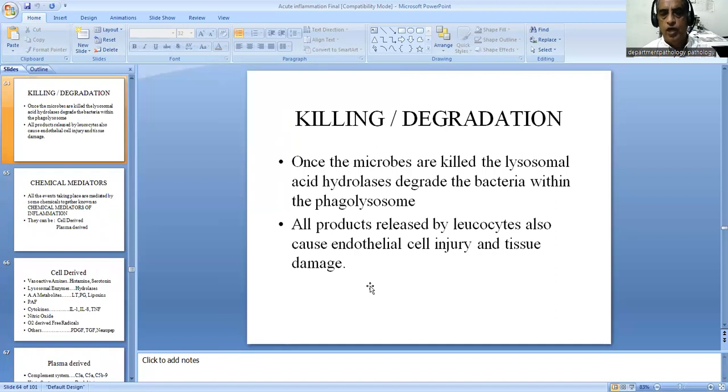Once the microbes are killed, whether by the oxygen dependent or the oxygen independent mechanism, the lysosomal acid hydrolases come into action. They degrade the bacteria within the phagolysosome. The killed bacteria are kept sequestered because the lysosomal enzymes are very powerful and they can produce damage. They do also, but mostly they are kept sequestered within the phagolysosome. Whatever products are released outside inadvertently cause endothelial cell injury and tissue damage as well.